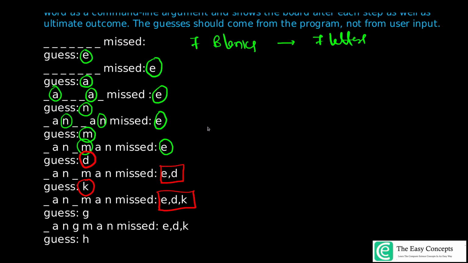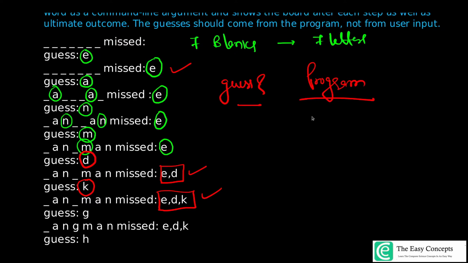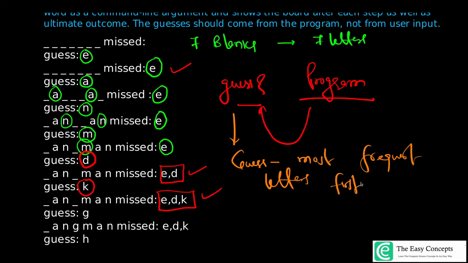Now the question is how this A or D or K have been guessed. Who is guessing this? So your program will create some algorithm or some technique for guessing these letters, right? So one of the things that you can do, you can guess most frequent letters, right? If you are guessing the most frequent letter first, there are chances that you will find them here.